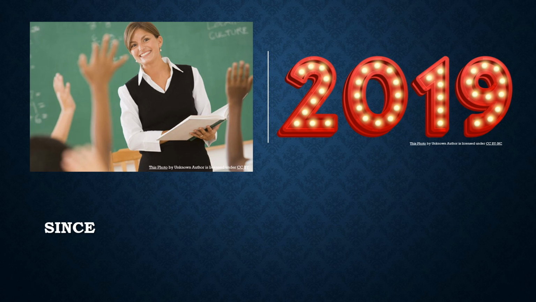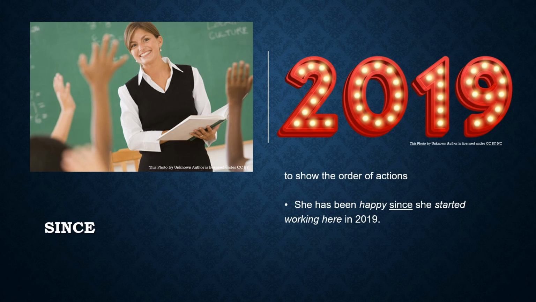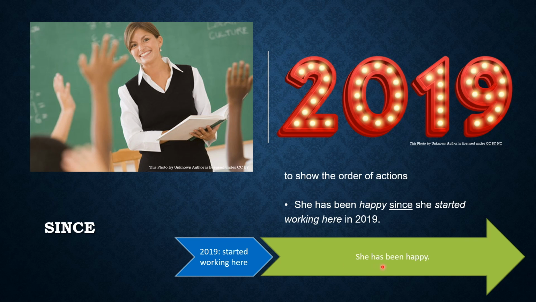Since shows the order of actions. So she has been happy since she started working here in 2019. So if you look at the timeline, in 2019 she started working here, and then after that she has been happy. So since this time, going forward, she has been happy. And of course there we're using the word since, a point in the past.